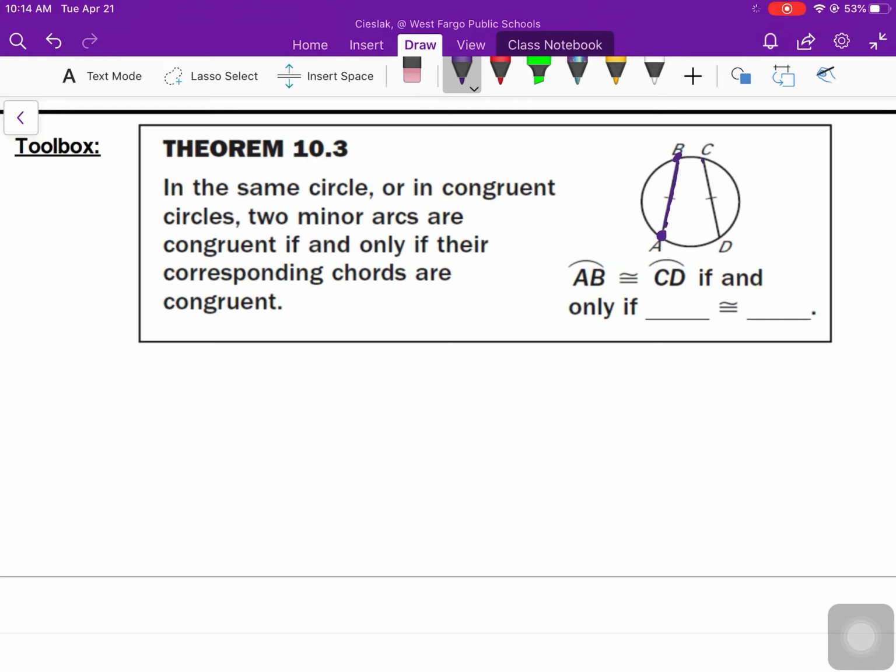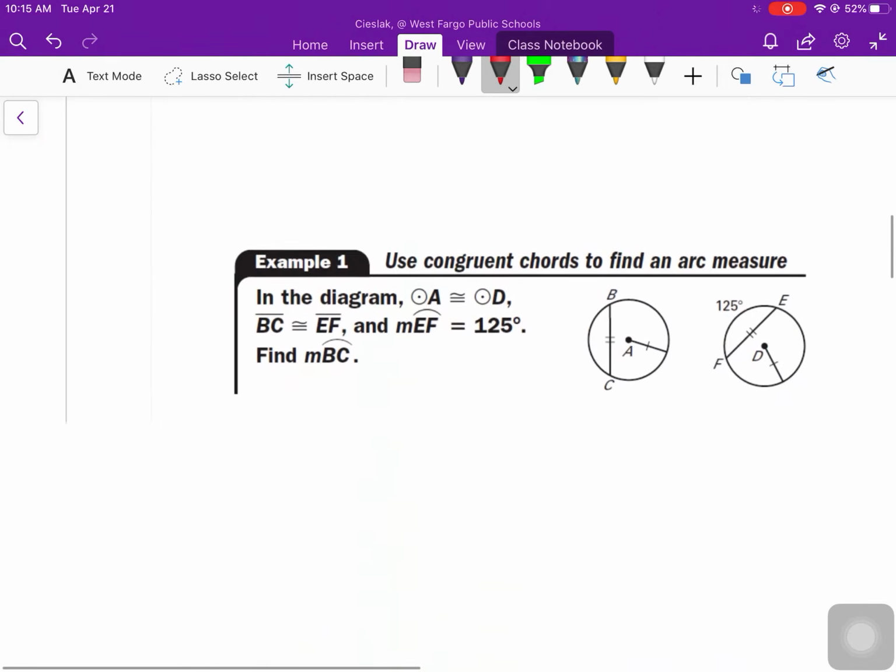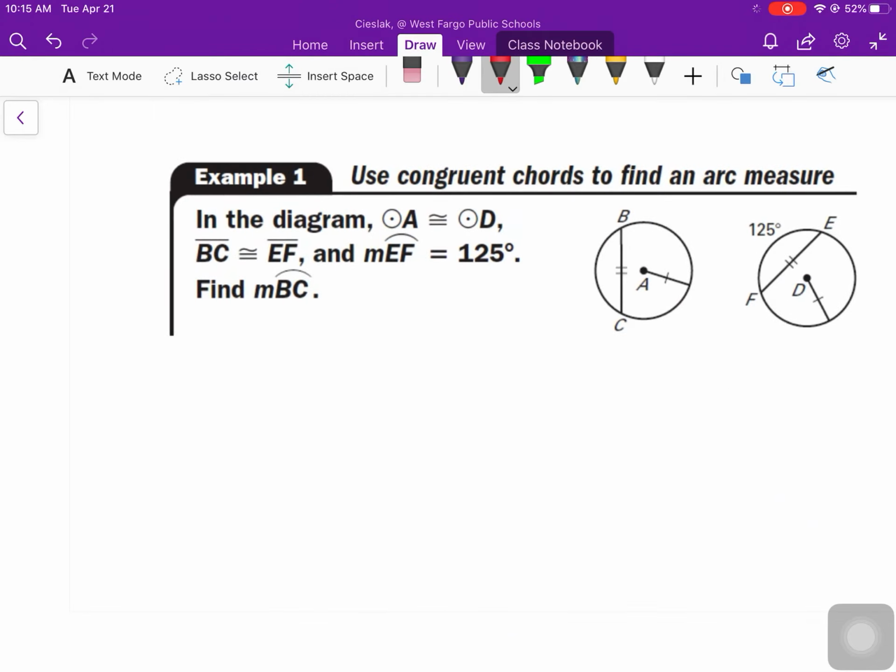Okay, so in purple, I've got two chords here, BA and CD, and I say that they are congruent. What that means is their corresponding minor arcs, so less than 180, then have to be congruent. So that is the case if and only if segment AB is congruent to segment CD. Okay, so it goes both ways. If you have the congruent chords, the minor arcs are congruent. If you have congruent minor arcs, then the chords are congruent.